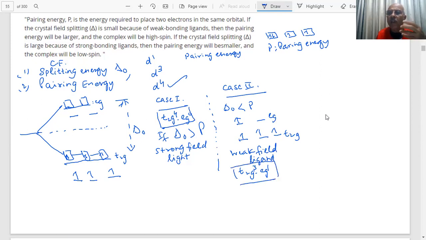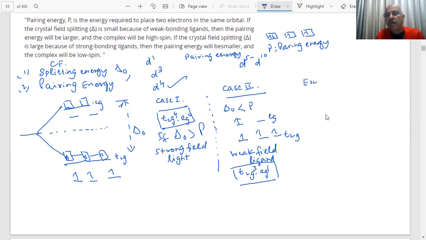And when you will have more electrons, students, after D4, you will have D5 to D10 counts. You will go from D5 to D10. So there are two possibilities. In all the cases, either they pair up or they go to the next level again. And there are two energies. Delta O is more than P or delta O is less than P. Both the cases are involved, students. And experimental calculations have been made.